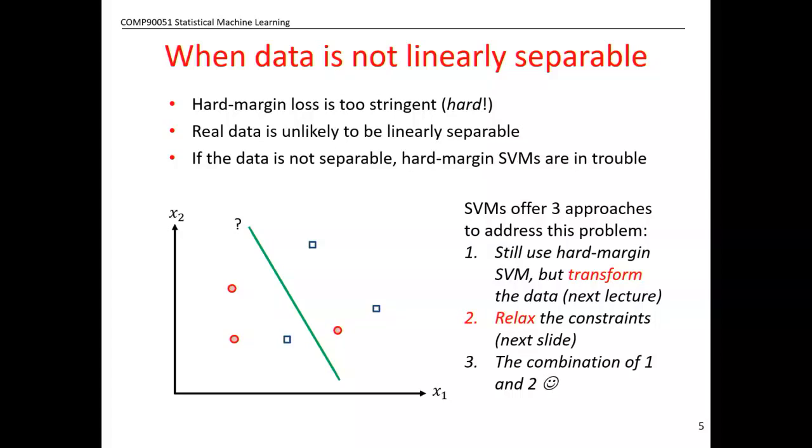The other thing we can do is just relax our constraints or modify our loss function so that we don't mind having mistakes. And so the SVM is going to do both. Okay.